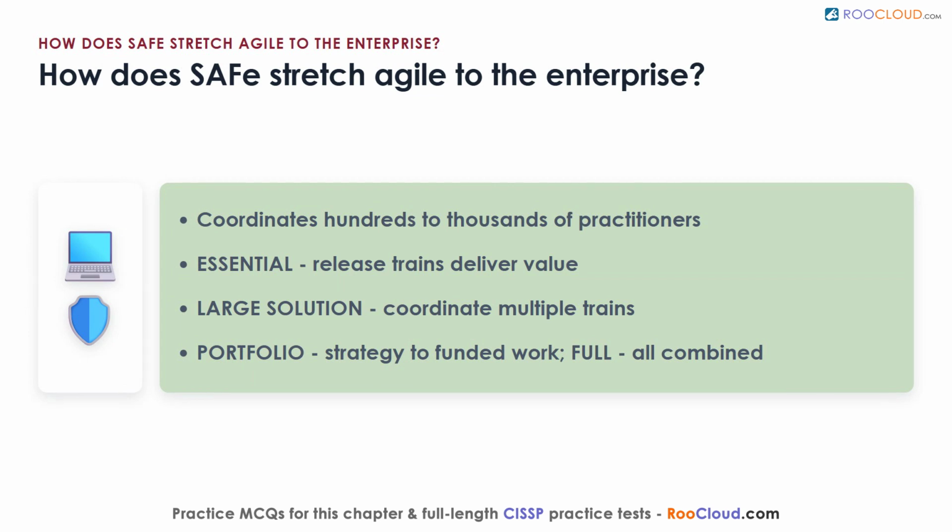Portfolio translates strategy into funded, actionable work under lean management principles. And Full combines all of these for the biggest, most integrated efforts. It ties every task, from broad themes down to individual stories, back to a larger objective. Think of it as scaling a single kitchen's rhythm up to run an entire restaurant chain in sync.